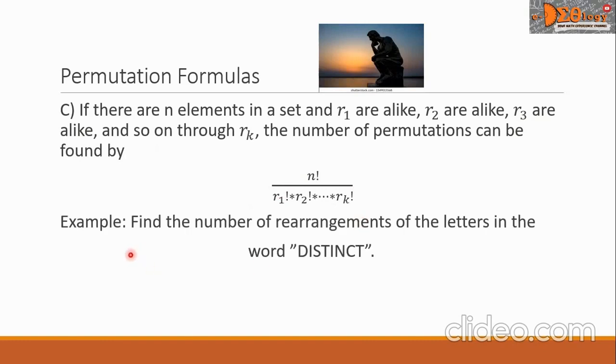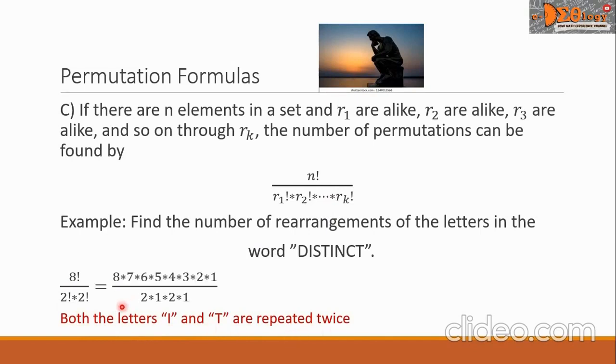Let us have an example. Find the number of rearrangements of the letters in the word distinct. So using this formula, we will write here 8 factorial, because the number 8 comes from the number of letters of the word distinct. Now in the denominator, we have 2 factorial times 2 factorial because both the letter I and letter T are repeated twice.